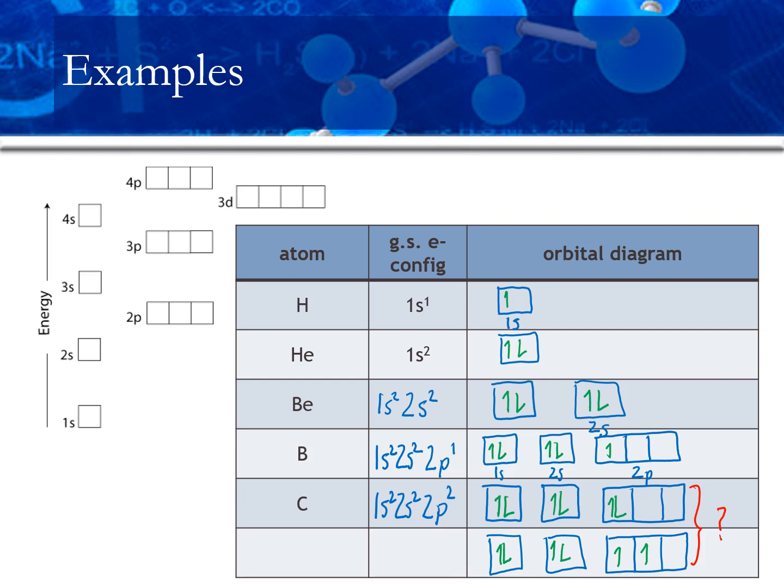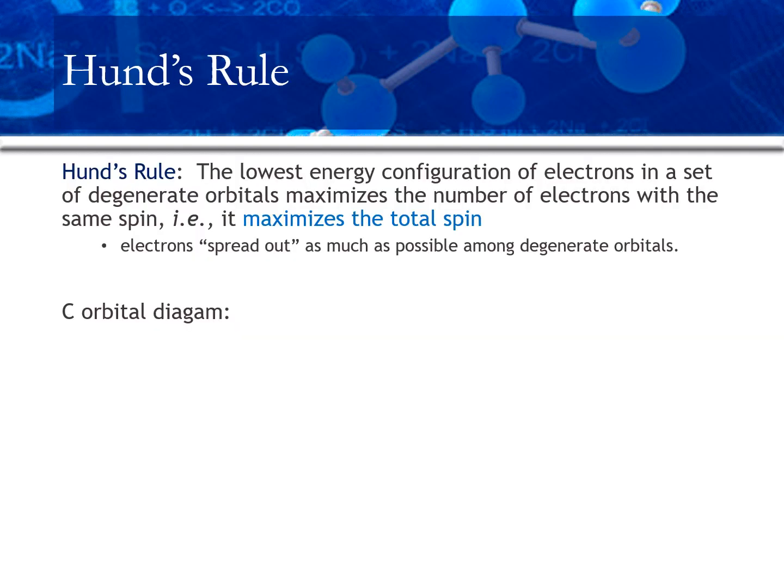Well, we have a rule for this based on experimental evidence. It's called Hund's rule. This is a rule about getting the lowest energy arrangement, and it says that the lowest energy configuration of electrons in a set of degenerate orbitals maximizes the number of electrons with the same spin. Or in other words, we want to maximize the total spin when we add the spins of all the electrons together.